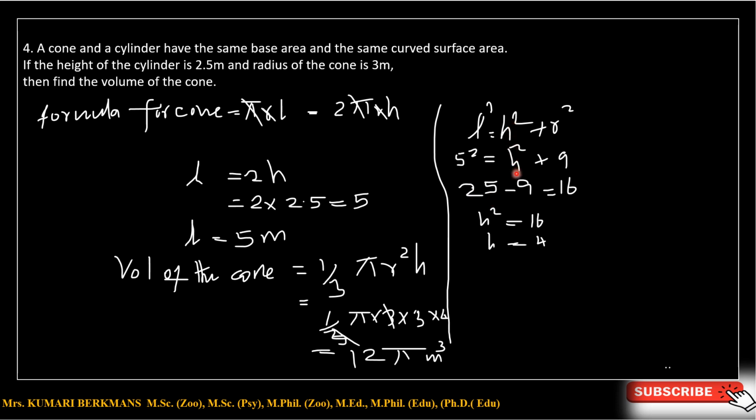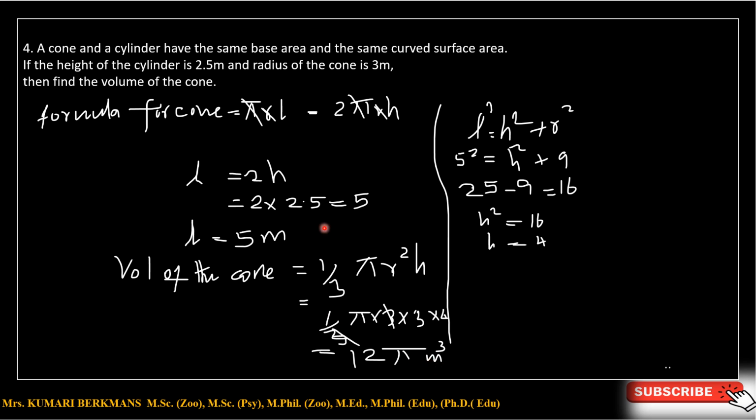h square we have to find. r square is already given, 3 into 3, it is 9. So 25 minus 9 we got 16, so h square is equal to 16, so h is equal to 4. Let us apply this in the formula: 1 by 3 pi into 3 into 3 into 4. Now this 3 is cancelled, pi let it be like that. So 3 into 4 is equal to 12 pi meter cube. This is the volume of the cone.